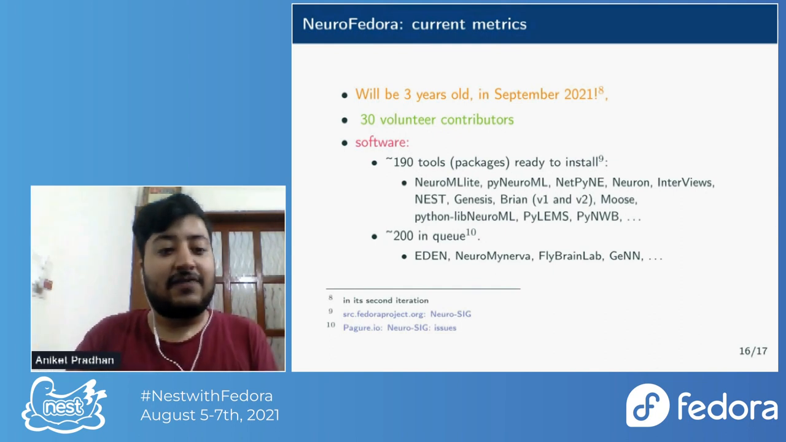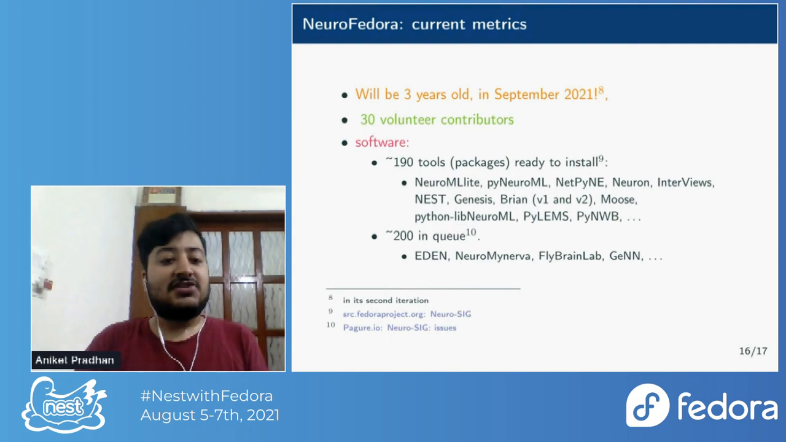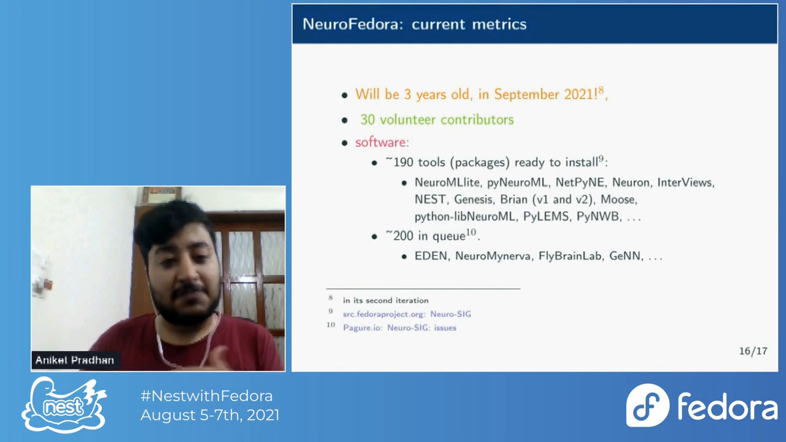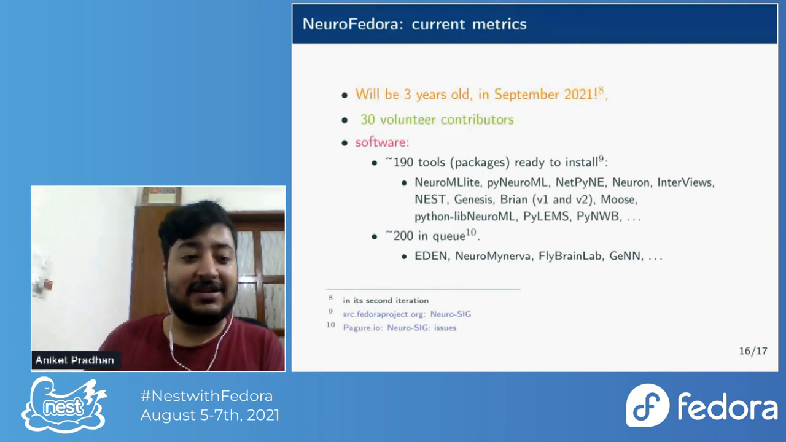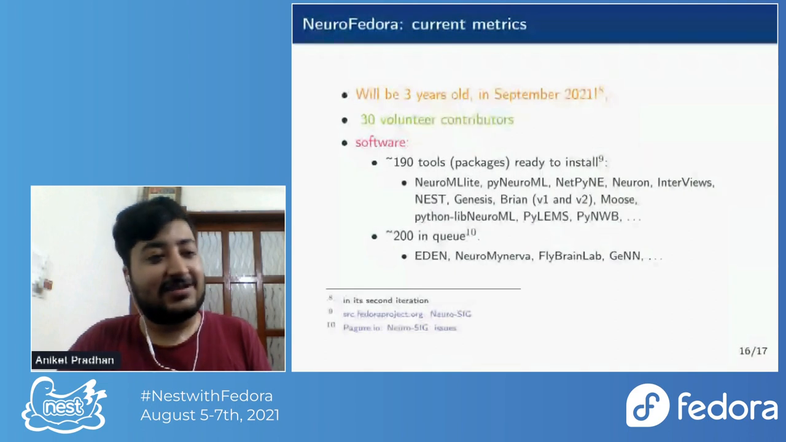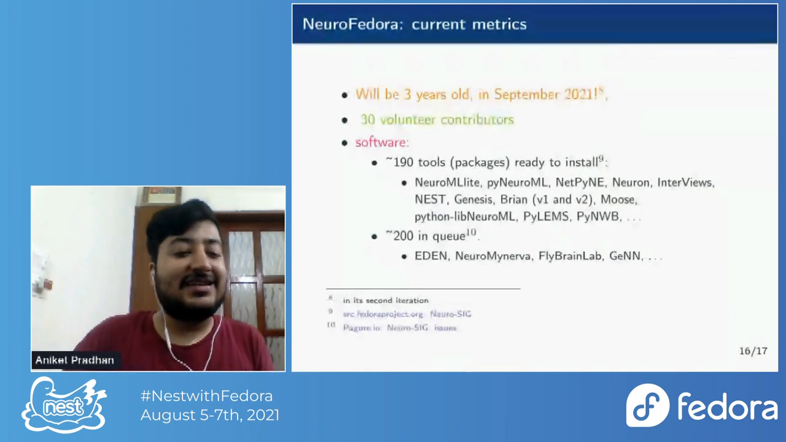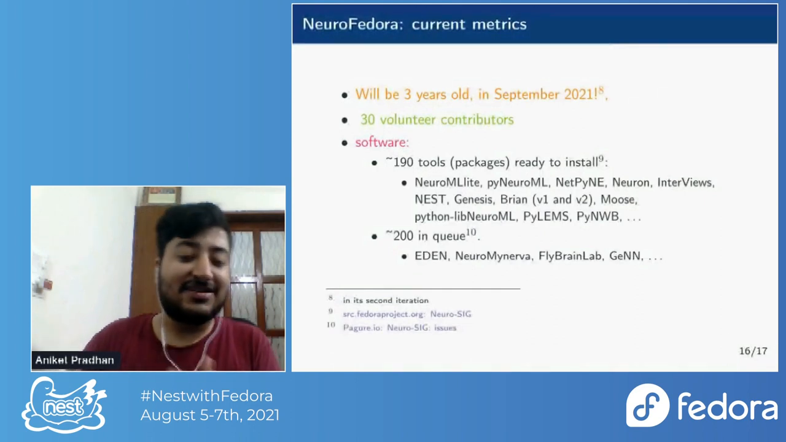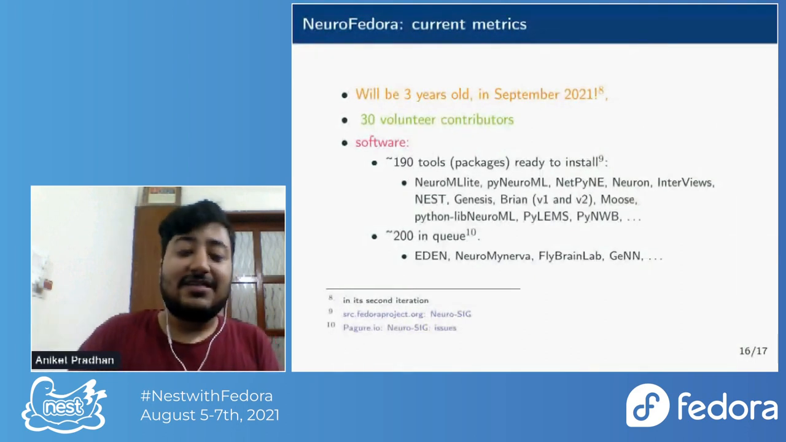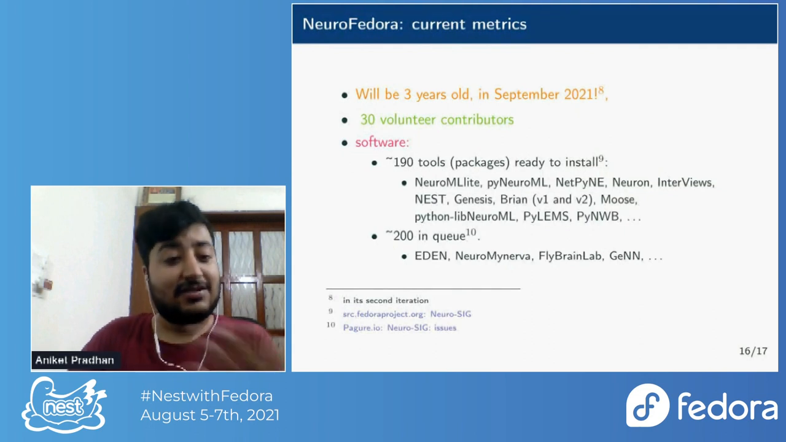For software, we have around 190 tools packaged and ready to install. Some of the recent ones that we have packaged are from NeuroML, like PyNeuroML. All these tools are heavily known in the neuroscience community, and a lot of people use them. It's a good thing that a lot of people are using them, so we can get reports and everything as well. Other than that, we have over 200 software packages in the queue already. We have tools like Eden, Neuro Minerva, the Flybrain Lab, the Gen tools, right? These are again heavily known software, and we would love to have help from our volunteers on this.